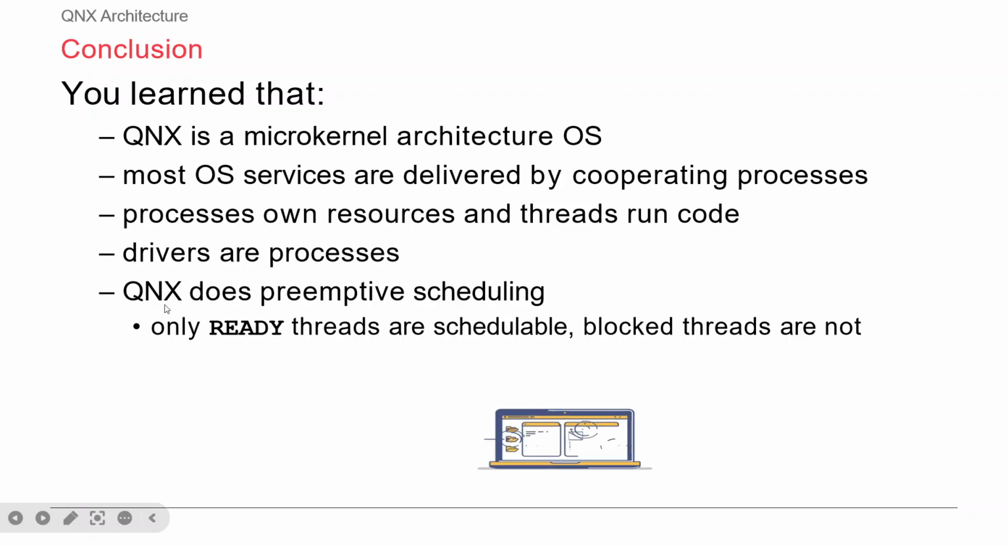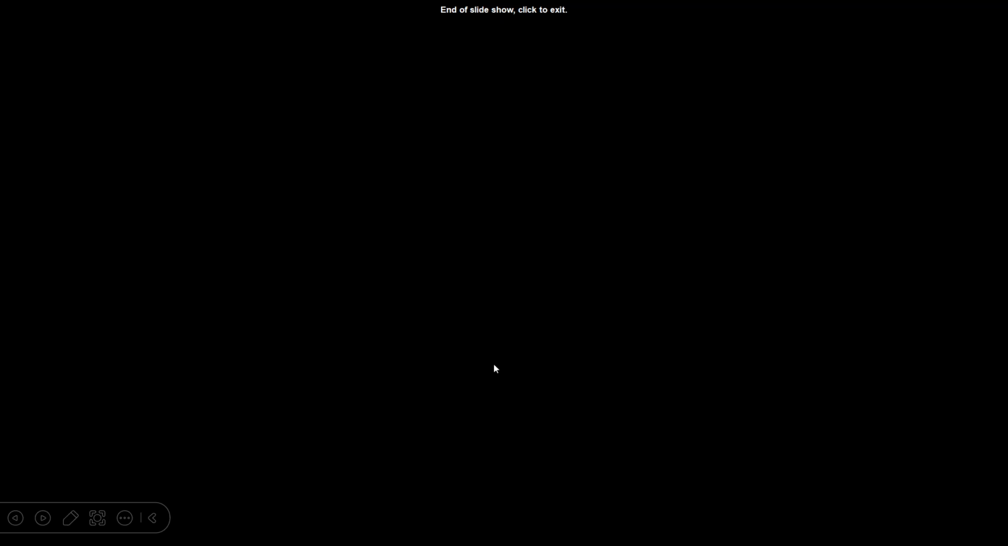As a summary, QNX is a microkernel architecture OS. Most of the OS services are delivered by cooperating processes. The processes own resources and threads run code, drivers and processes. QNX does preemptive scheduling. Thank you.